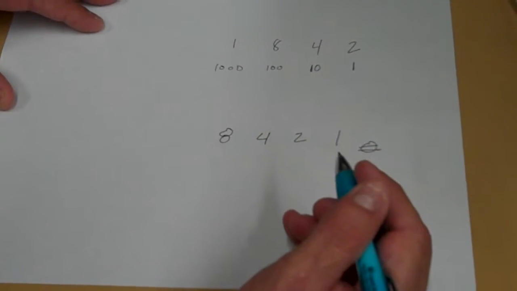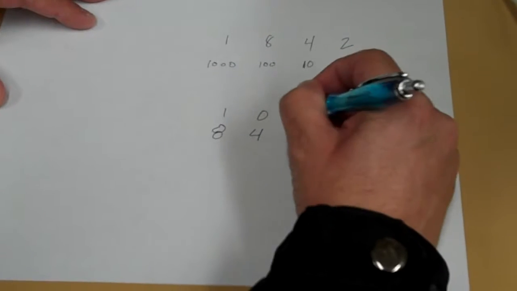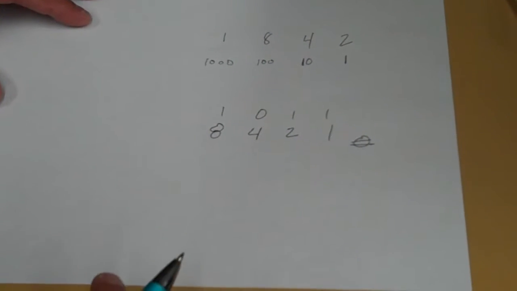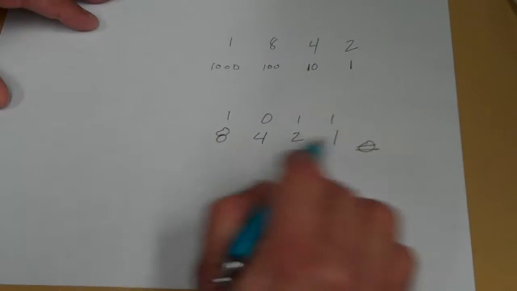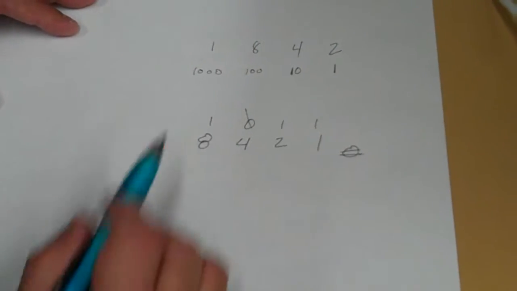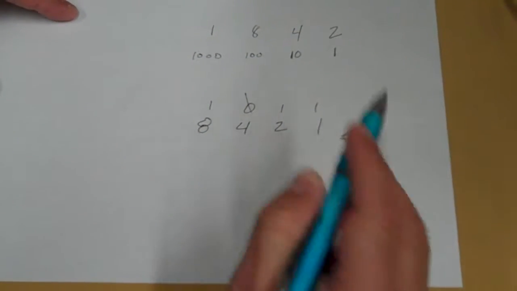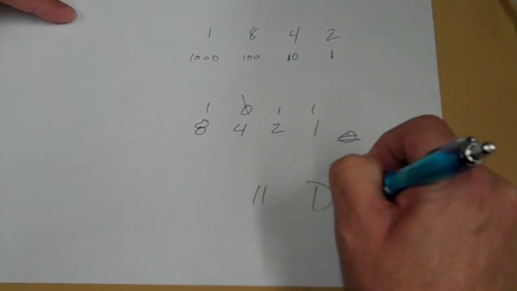So if I were to put some random binary number like 1011, what I would do is add up all of the what we call binary digits that are on. So this one's off, and these three are on. So I'm going to add up the 8, the 2, and the 1, which gives me 11 as my decimal value.